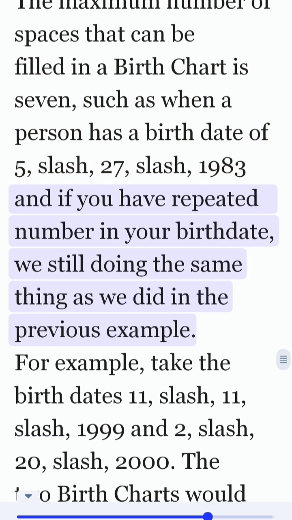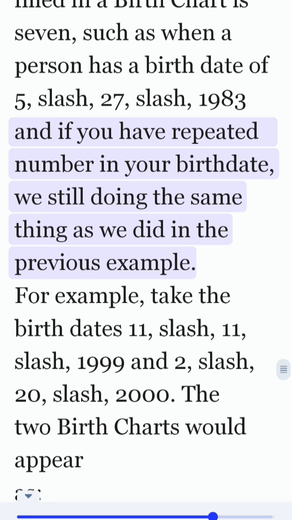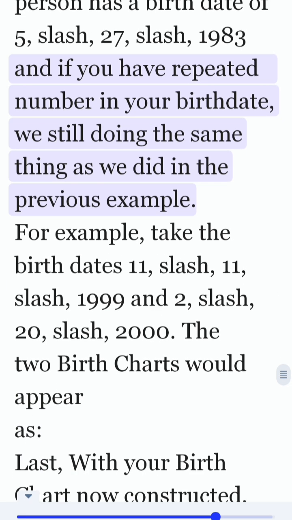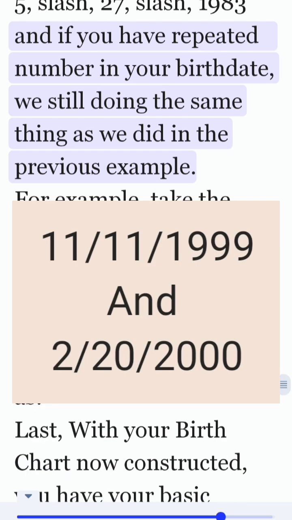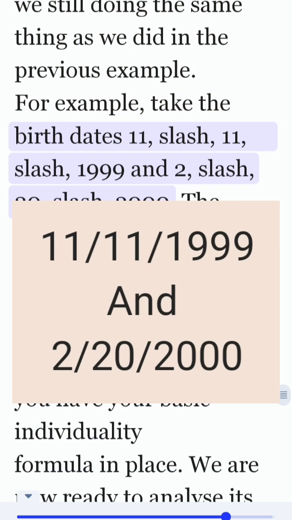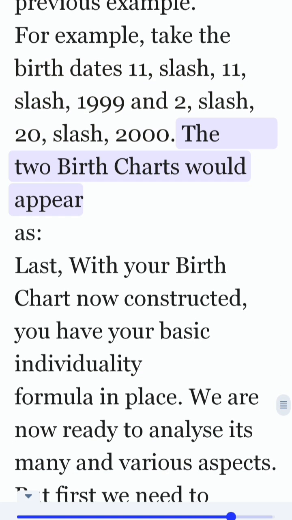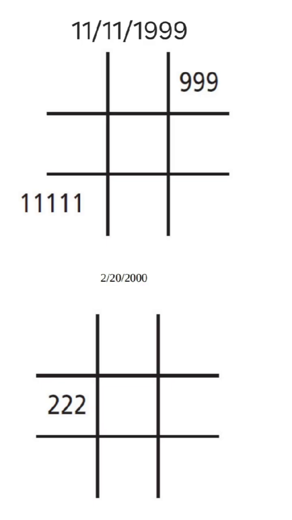5/27/1983. And if you have repeated numbers in your birth date, we still do the same thing as we did in the previous example. For example, take the birth dates 11/11/1999 and 2/20/2000. The 2 birth charts would appear as last.